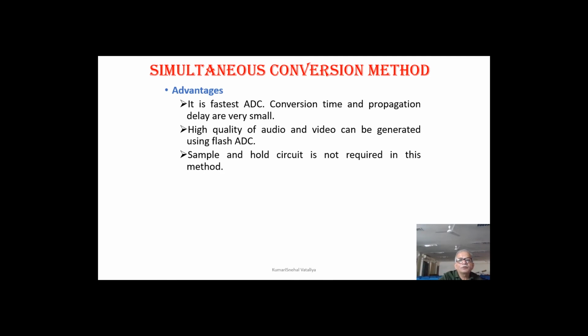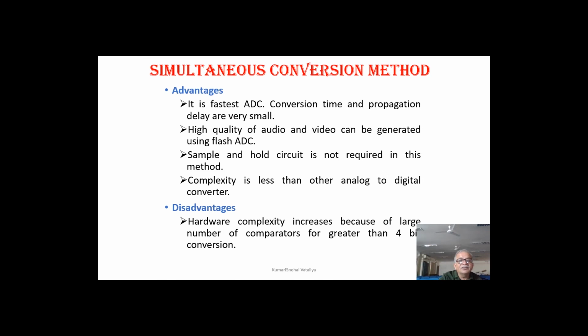Sample and hold circuit is not required in this method. Complexity is less than other analog to digital converters. It is easy to understand. It is the fastest ADC. Conversion time and propagation time is very small because only one pulse is required. Disadvantages: there are many disadvantages. Hardware complexity increases because of the large number of comparators for greater than 4-bit conversion.